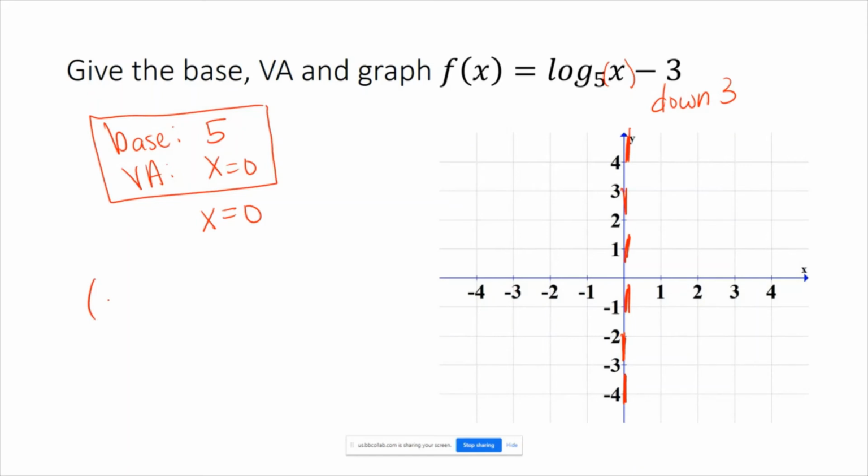All right, let's use transformations to plot this. So the coordinate points 1, 0 and 5, 1 just need to be moved down 3. So 1, 0 is going to be moved 1, 2, 3. And 5, 1 is going to be moved 1, 2, 3. And now I will start against the asymptote and curve out through those 2 points.